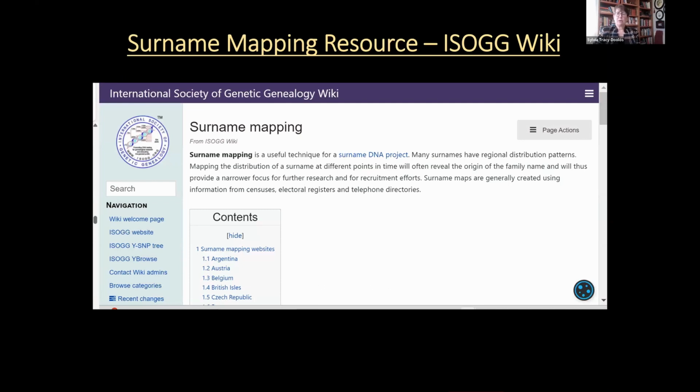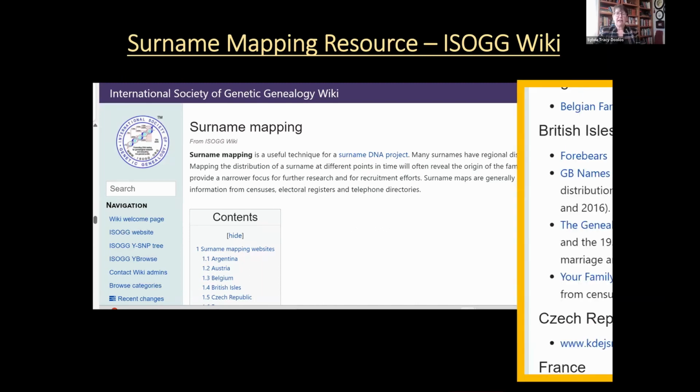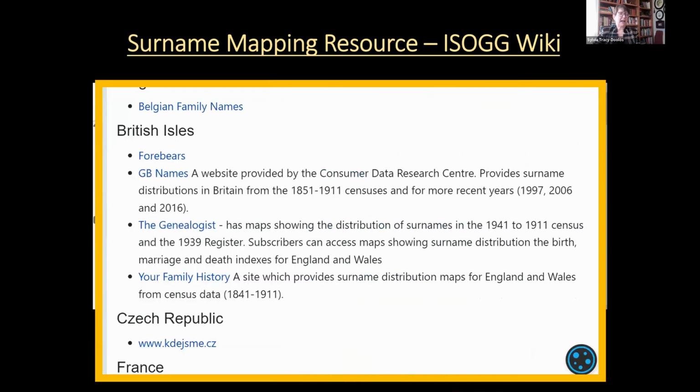I just found this earlier today and had to throw it into the handout really quickly. The International Society of Genealogy actually has a surname mapping tab on their wiki. And I think that could be really helpful. It has some other sites that do that surname mapping: Forebears, GB Names, The Genealogist, and Your Family History. But of course, they have it for locations throughout the world. So whether you're researching in the British Isles or elsewhere, that ISOG wiki might be a really helpful place for you to look.